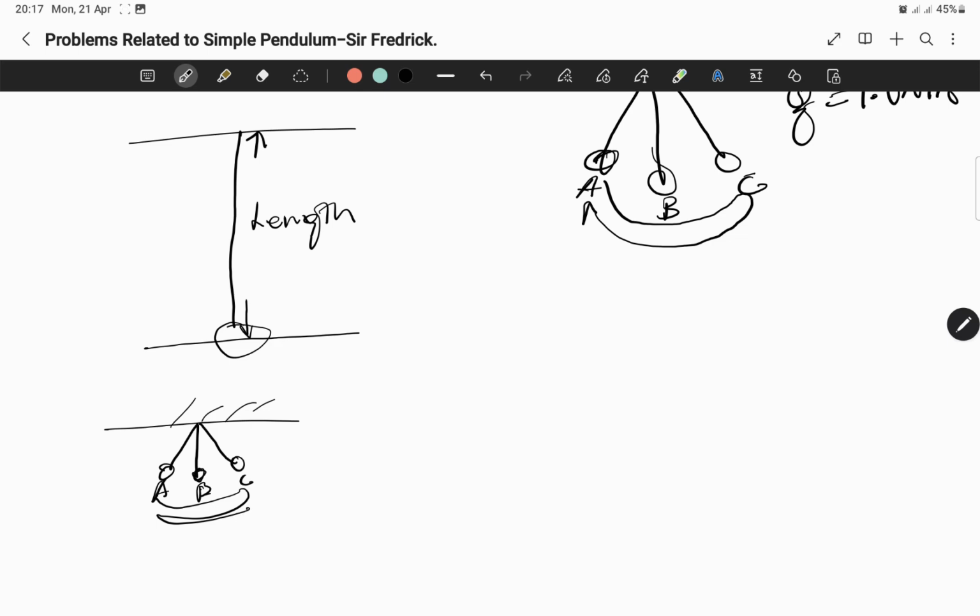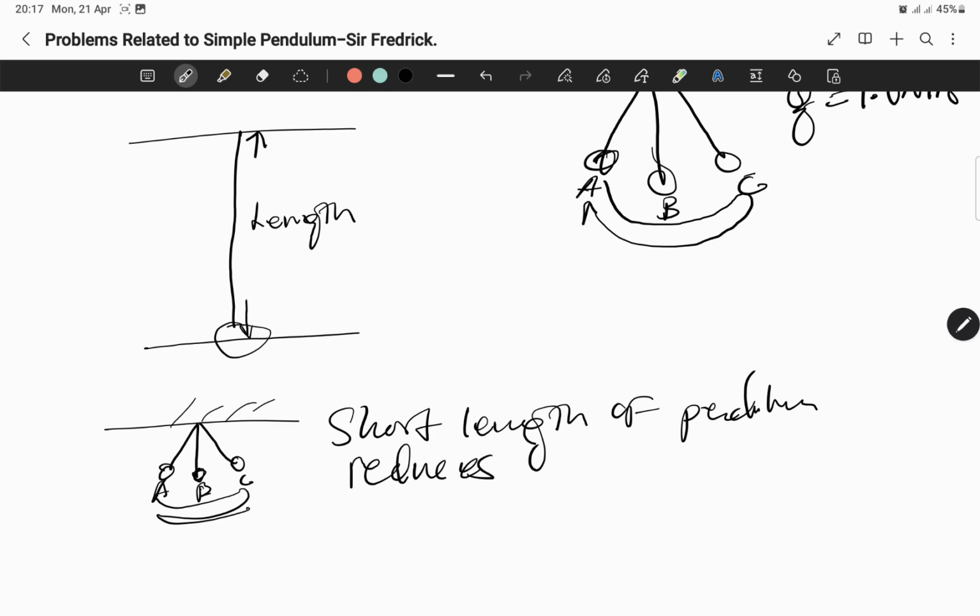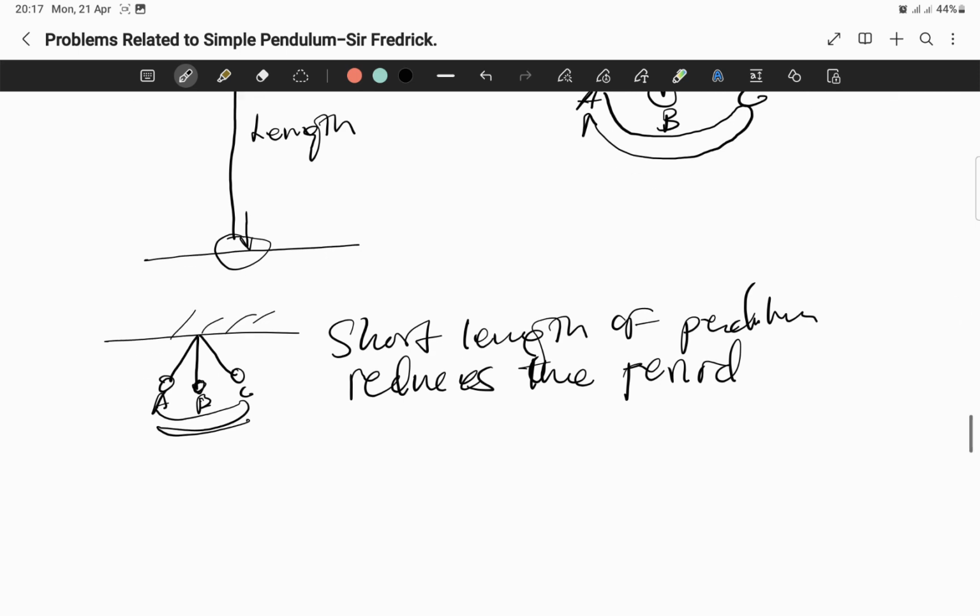So a shorter length of pendulum reduces the period of the pendulum. So the period reduces. This is because the bob moves faster when we have a short length of the pendulum. So therefore it reduces the period of a pendulum.